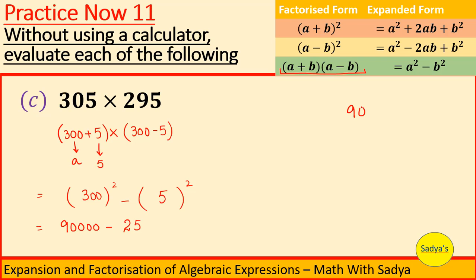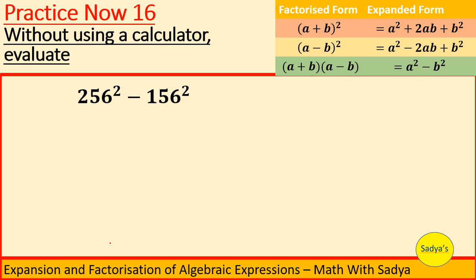So 90,000 minus 25. We will need to borrow. So 10 minus 5 is 5. 9 minus 2 is 7. 9, 9, 8. So we have 89,975. Let's now solve practice now 16.